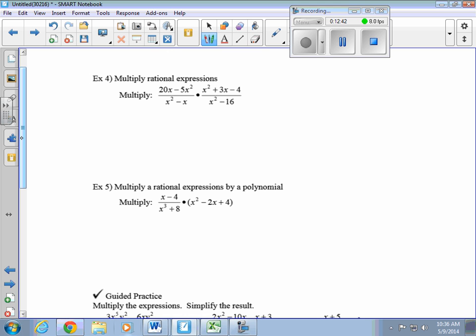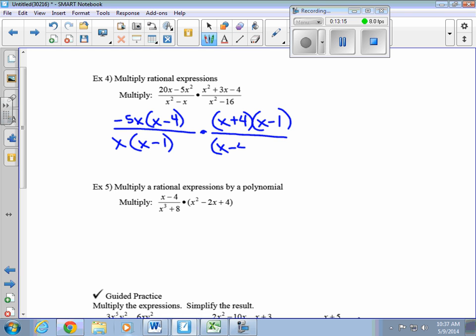So the first thing I'm going to do is factor the first part. I'm going to take a negative 5 out of this first one, and I'm going to rewrite it so that it's going to be negative 5x, and then x minus 4. In the denominator, I'm going to take an x out. I'm going to get x minus 1. The second fraction, I'm going to factor this. It's going to be x plus 4 and x minus 1. And then I'm going to have x minus 4 and x plus 4 if I factor the second one.